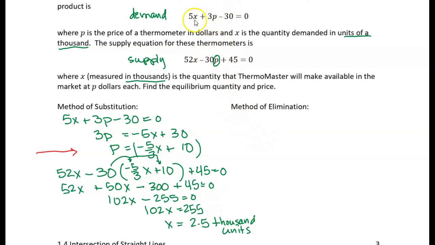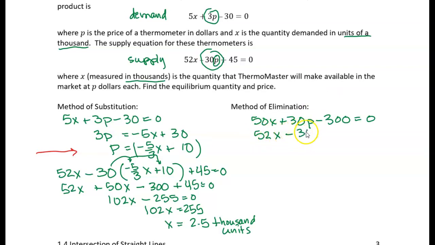So what I'm going to do, sometimes it's just better to dive in and show you how this works. If I multiply that first equation by 10, I'm noticing that I have a plus 3 here and I have a minus 30 here. So if I multiply that first equation by 10, then I'll end up with plus 30 there. So I'm just going to take the whole equation, both sides, multiply by 10. So I will get 50x plus 30p minus 300 equals 0. Just multiplying that whole equation by 10. Okay, and then I'm just going to copy the other equation down as it is. Minus 30p plus 45 equals 0.